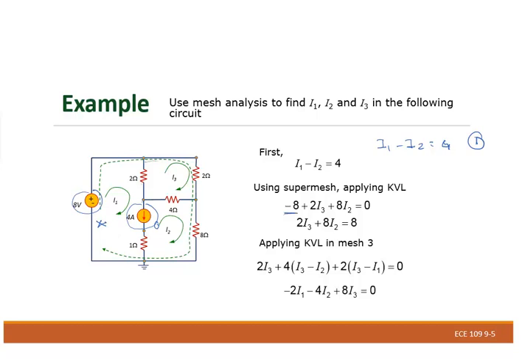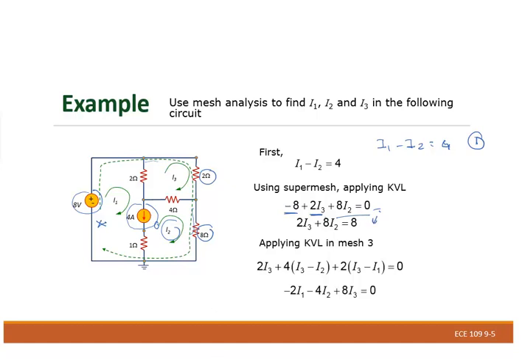Why do we select the mesh equation like this? Because we have to exclude the current sources. That's why we go over the other side here. So the second one is going to be 2 ohms times I3. When you come here, 8 times I2, then it will be equal to 0. So you can simplify this one here.